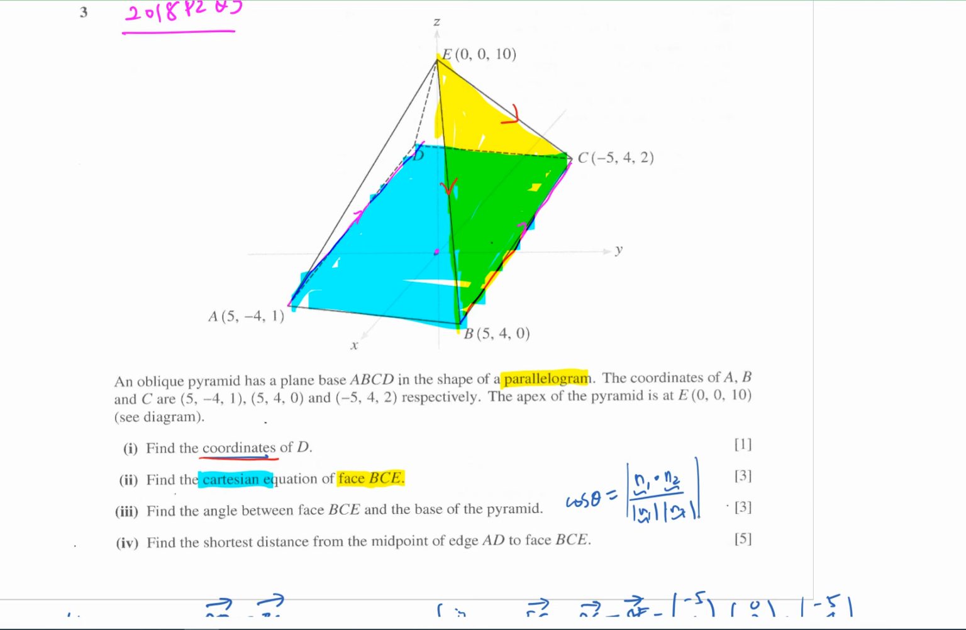In the diagram, it looks like the parallelogram is on the base, on the xy plane. Actually, it is not. It is not on the xy plane. So perhaps you need to find the normal of that plane first. Normal of that base, normal of plane ABCD. So I want to be very clear: don't be deceived by this.